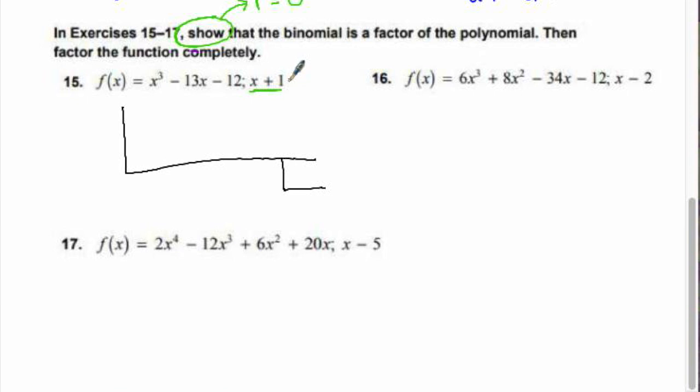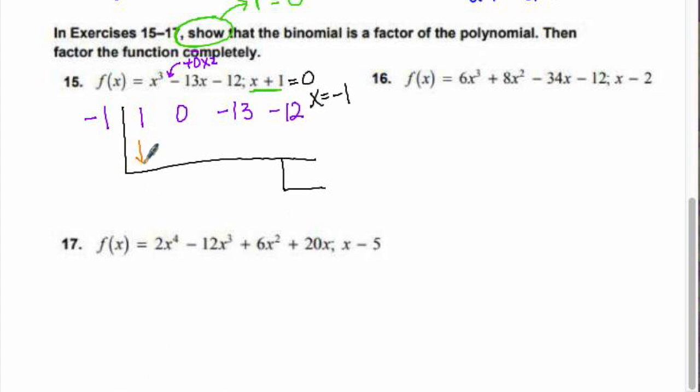So again, remember, you're going to take your binomial, set it equal to 0, so x would actually equal negative 1, and that's what I'm going to use for my divisor over here, negative 1. Don't forget, we have to have our placeholders. So on this one, we have an x to the 3rd, and then we go down to an x. So in here, we need that placeholder of 0x squared. So we use our coefficients. We'd have 1, then a 0, then a negative 13, and a negative 12.